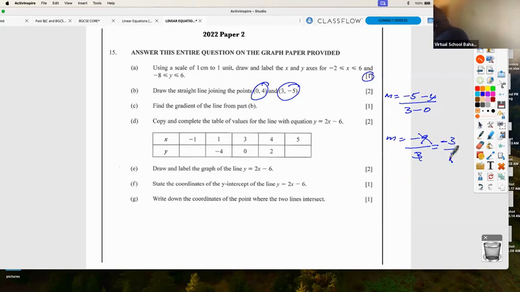You don't have to put it over 1. If you have it over 1, you just write the top number, -3. So the gradient is -3. Who understands that?